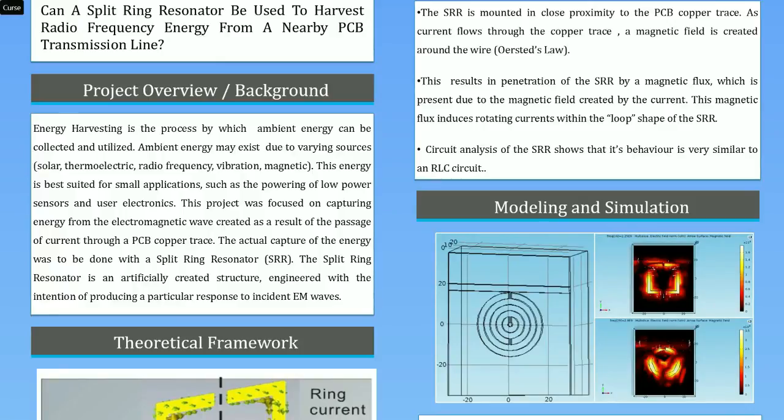This project was focused on capturing energy from the electromagnetic wave created as a result of the passage of current through a PCB copper trace. This actual capture will be done using a split ring resonator. And what is a split ring resonator? This is an artificially created structure engineered with the intent of producing a particular response to incident EM waves.